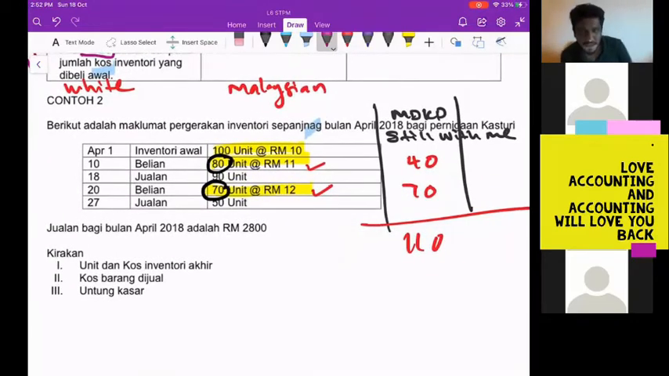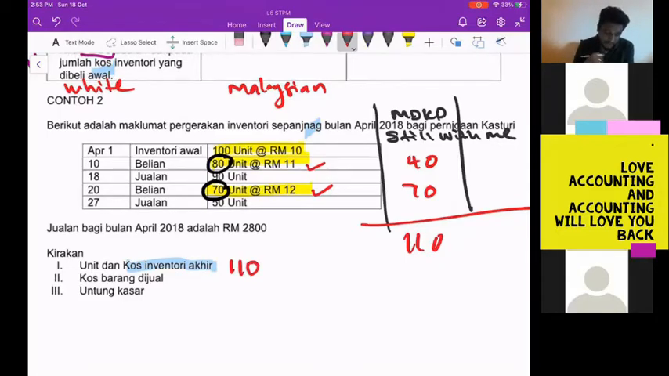So now what I'm doing is masuk dulu, keluar dulu. Masuk dulu, keluar dulu means the old one I sell first. The new one still with me. Now the question asked me to calculate inventory akhir. According to the just now calculation, I calculate the unit inventory and still with me is 110. 110 inventory still with me.